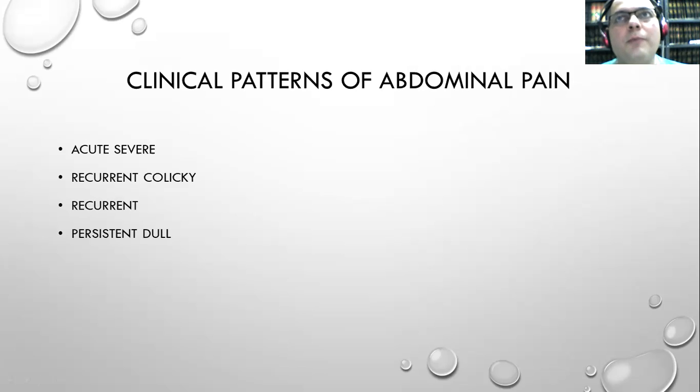A child might present with pain in abdomen in four different types of clinical presentations. One is acute severe pain. It is severe and it is of acute onset. The second one is a recurrent colicky pain. It comes up in episodes. The third one is a recurrent pain, again coming up in episodes. The recurrent colicky was an acute type of pain which appeared in episodes, whereas acute severe is a single episode. The third one is a recurrent pain which again appears in episodes, and the fourth one is a persistent dull pain.